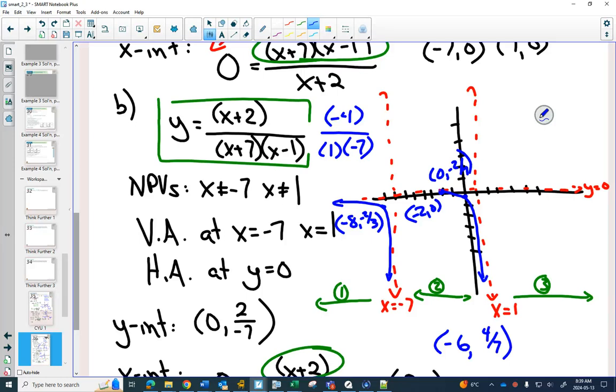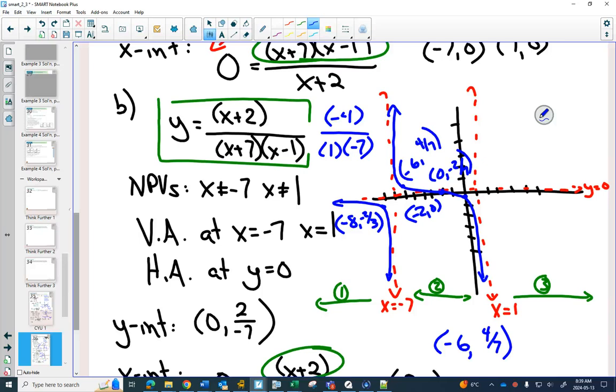So I label that on my graph. -6, 4/7. And now, because that point is above, I would know my graph goes up towards my asymptote.